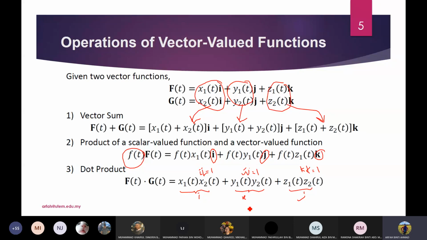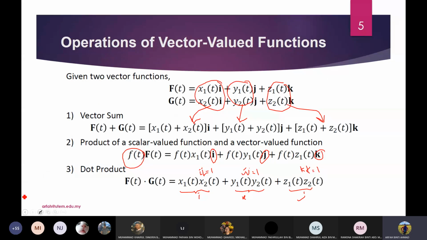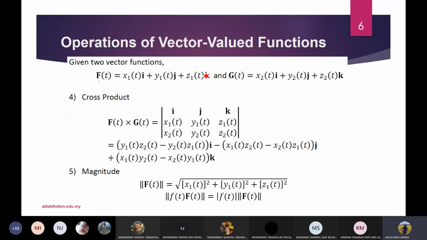So daripada sini, the next one, kita akan ada cross product. Given the same vector, awak ada vector F dan juga vector G. This is the first vector and this is the second vector. So cross product bagi vector function, kita akan darabkan ikut komponen. Untuk cross product, awak akan buat dua straight line here. So untuk I komponen, tutup kolom I. So akan darabkan silang Y1 darab Z2 tolakkan dengan Y2 darab Z1. Okay, itu untuk I component.